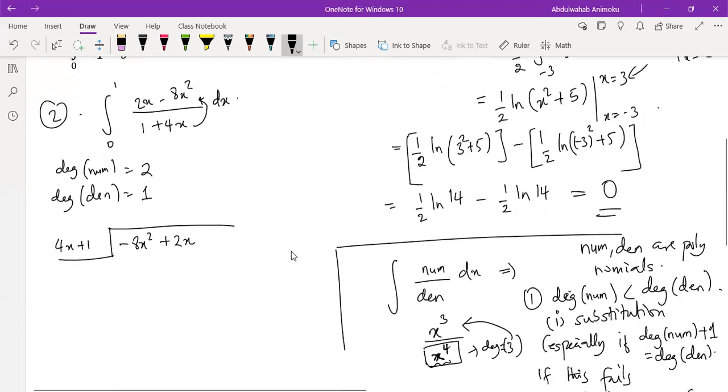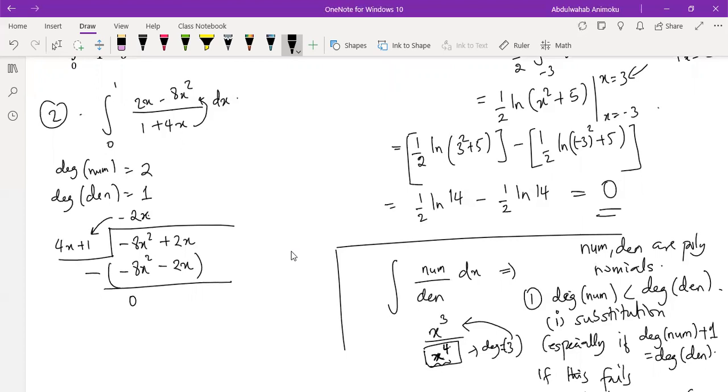So we divide this thing first. Now 4x into minus 8x squared, that will be minus 2x. Then minus 2x times 4x, that's minus 8x squared. Then minus 2x times plus 1, so we use this to multiply everything here, that would give us minus 2x. Then we subtract. The first time when you subtract them, you get 0 here. Then 2x minus minus 2x will be plus 4x, okay?